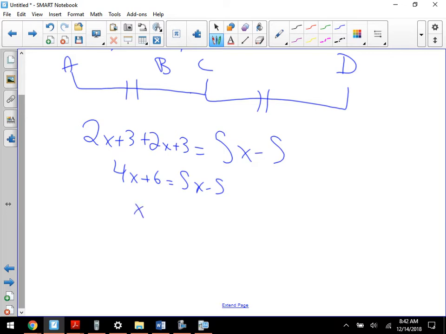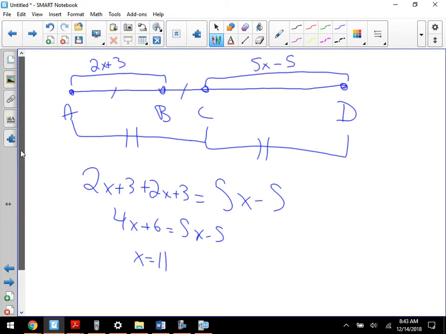But just like most of the times in geometry, it's not just solve for x. Do something with it. Instead, find BC. Well, BC is the same thing as AB. So 2 times 11 plus 3, that'd be 22, and 3 is 25. Because these two are the same, and then the whole thing and this thing are the same. Okay.